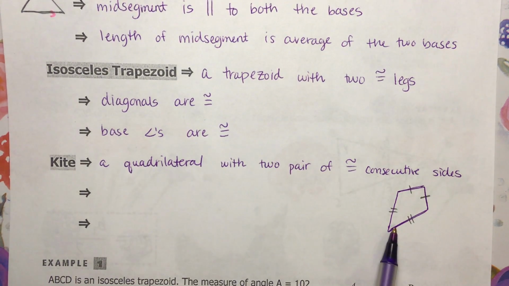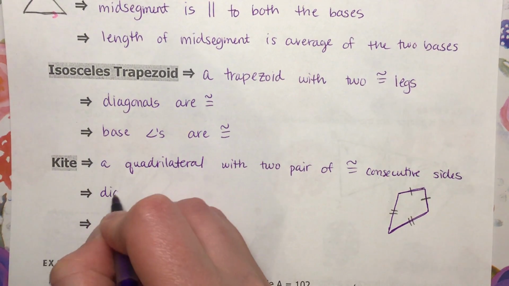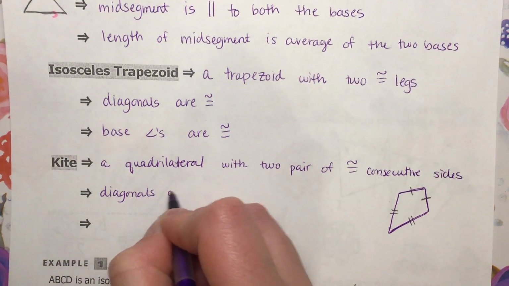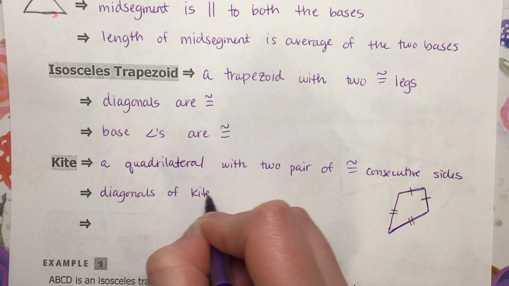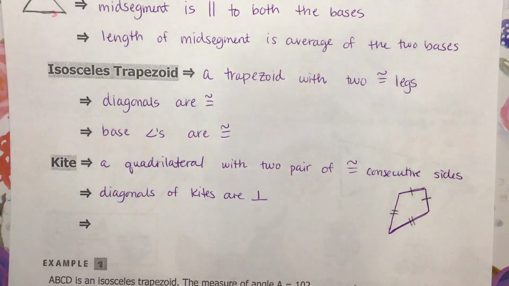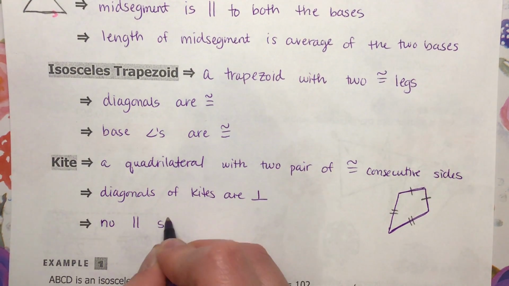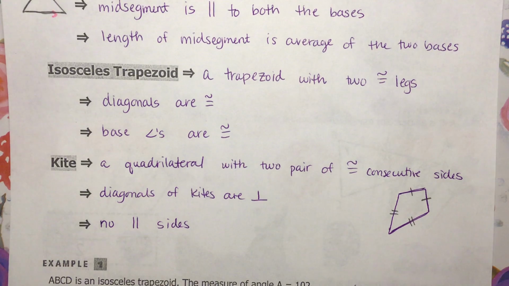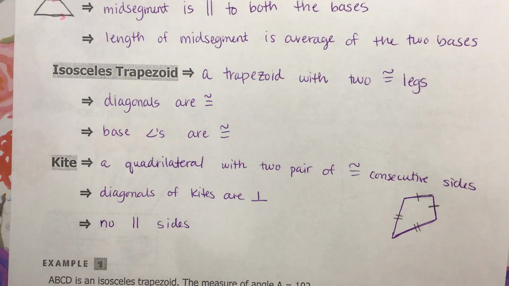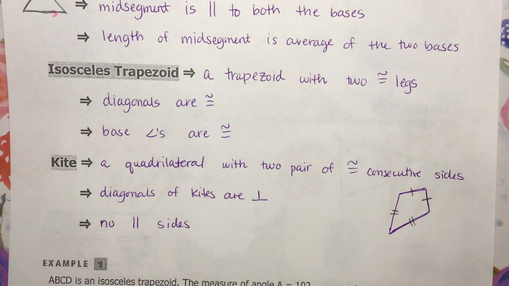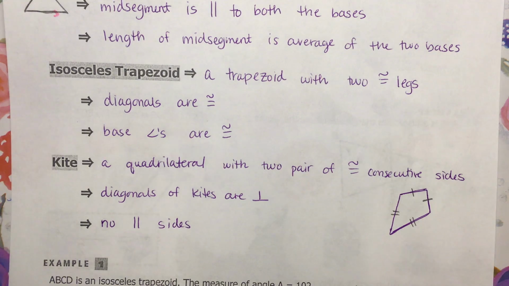Now, this guy is going to have a couple properties as well. The diagonals of kites are perpendicular. And there are no parallel sides. Alrighty. So, let's just start applying some of these formulas, or I'll say properties of these shapes.